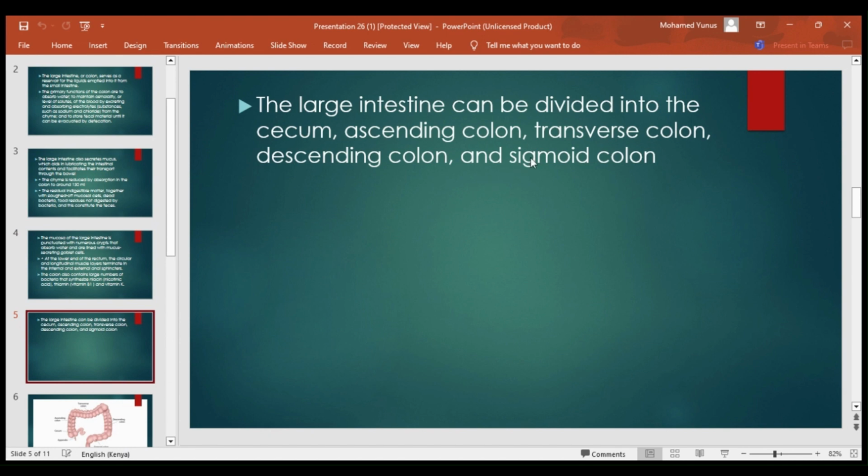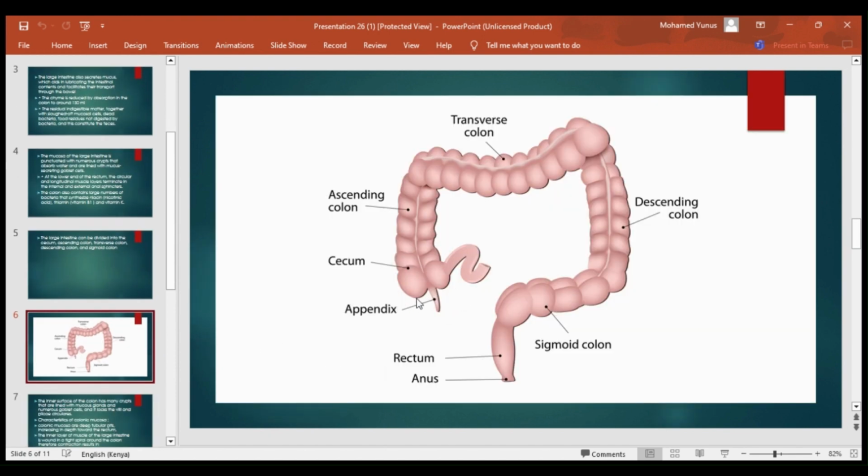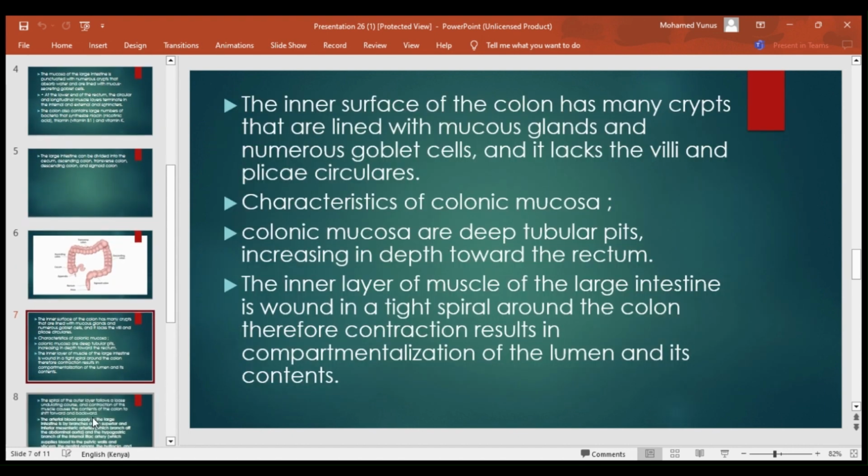The large intestine can be divided into various sections. We have the cecum, the ascending colon, the transverse colon, the descending colon, and the sigmoid colon. So let me show you all these segments of the large intestine through a diagram. Here we have the cecum; you can see it clearly. Then we have the ascending colon. It ascends from the cecum going towards the transverse colon. Then we have the descending colon, then the sigmoid colon. Then down here we have the rectum and the anus. That's how the large intestine is distributed.